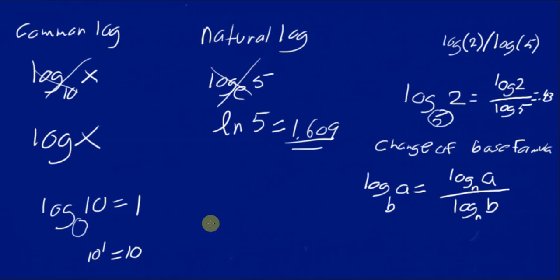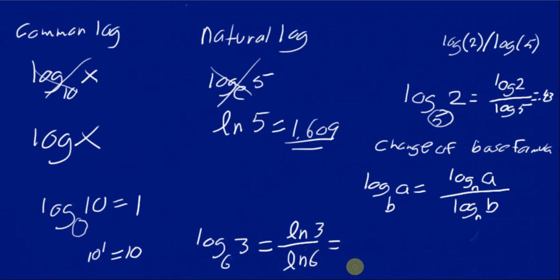So try this one, log base 6 of 3. And make sure that you can get that on your calculator. Well, actually, let's do it a different way. Instead of going common log, let's use the natural log. So that's going to be the natural log of 3, all divided by the natural log of 6. And then do that on your calculator and see if you come up with 0.613.